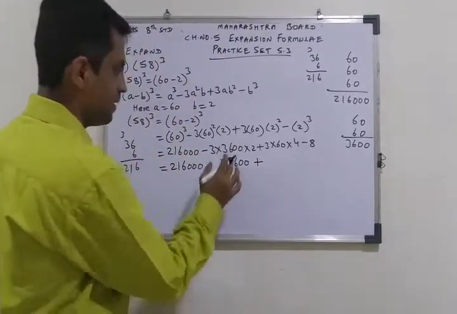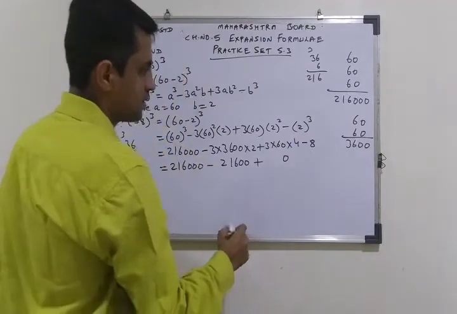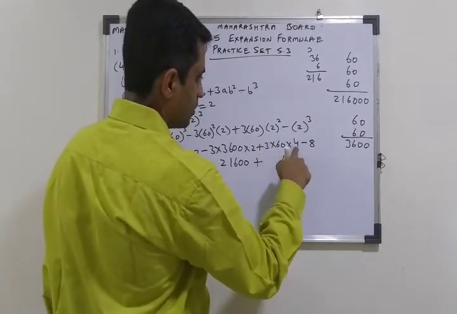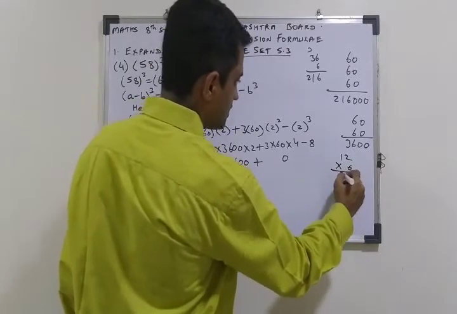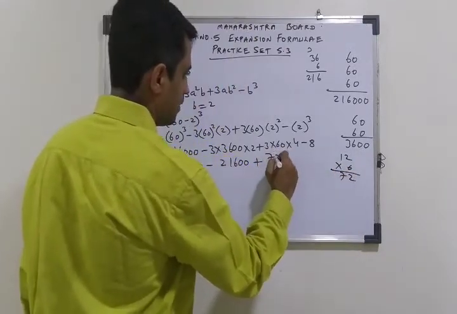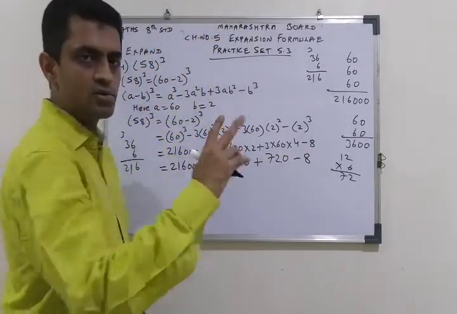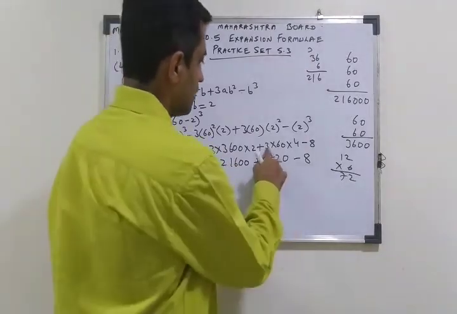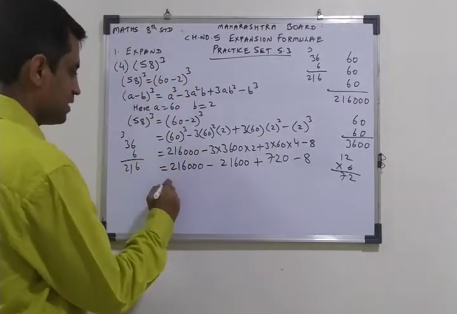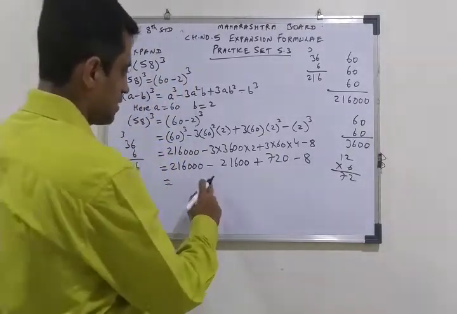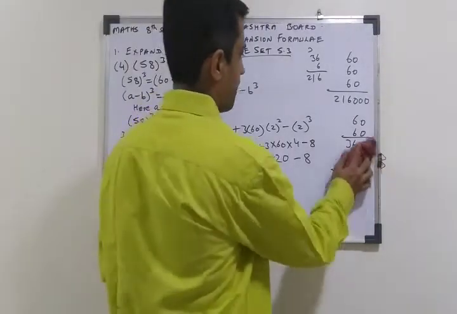Plus. What remains now? This part. 0 in advance. Okay. 4 3s are 12 into 6. 12 6s are 72. So what will we get? 72. Minus 8. So you have to follow some shortcuts here. 4 3s are 12 and 12 into 6, that way. After this, now let us subtract and find the answer here.